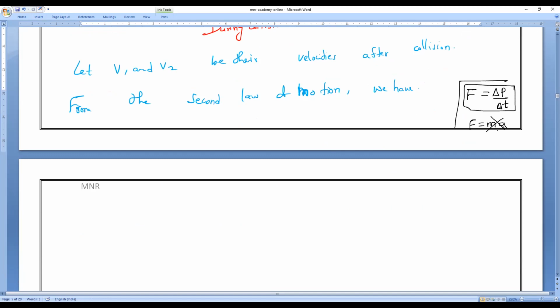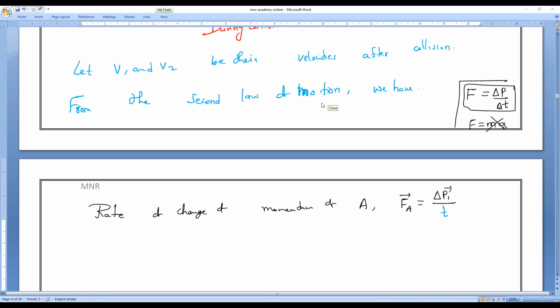Now you respond and tell me. Because of collision, what is the rate of change of momentum of A? Let me take FA, which is a vector. FA is equal to delta P1 divided by delta T. Let me take it as T, because we have taken the collision to last for how many seconds? T seconds. Here delta P1 means change in momentum of A. Is it okay, guys? Everybody clear?